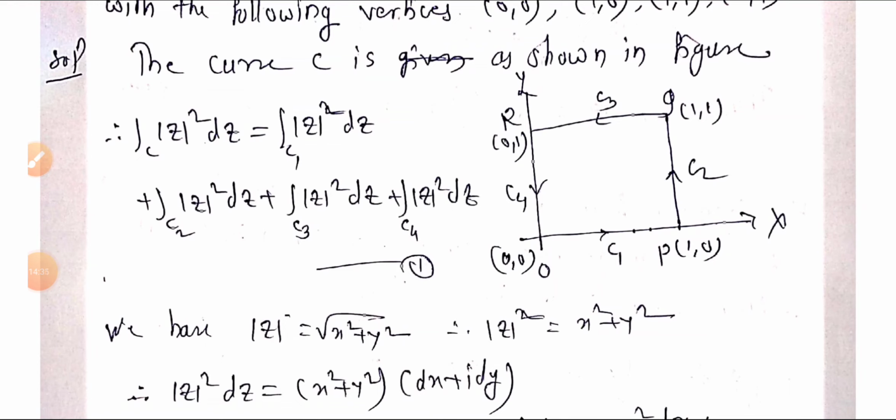Of the points O, P, Q and R. So therefore the integral over c of mod z square dz is nothing but over the curves c1, c2, c3, c4, that is integral c1 mod z square dz plus integral c2 mod z square dz plus integral c3 mod z square dz plus integral c4 mod z square dz. Consider this as equation 1.